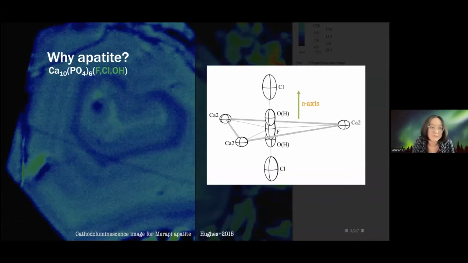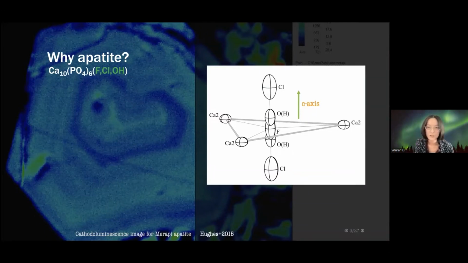Apatite is a calcium phosphate mineral with a hexagonal structure, and it has a special anion site that can incorporate most of the magmatic volatiles, including the three major ones: fluorine, chlorine, and hydroxyl. This plot shows the anion column of apatite that's parallel to the z-axis of the crystal. And there you have fluorine, hydroxyl, and chlorine incorporated.